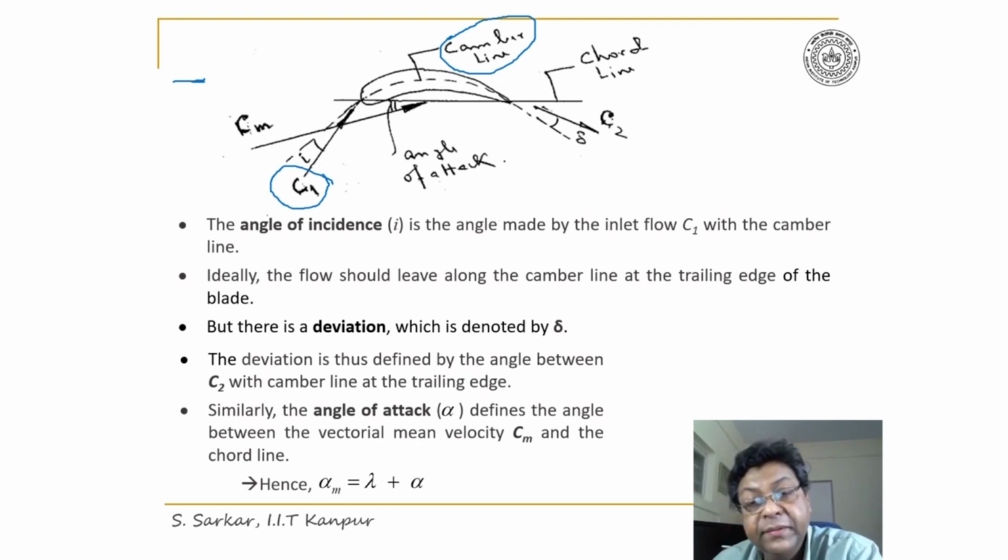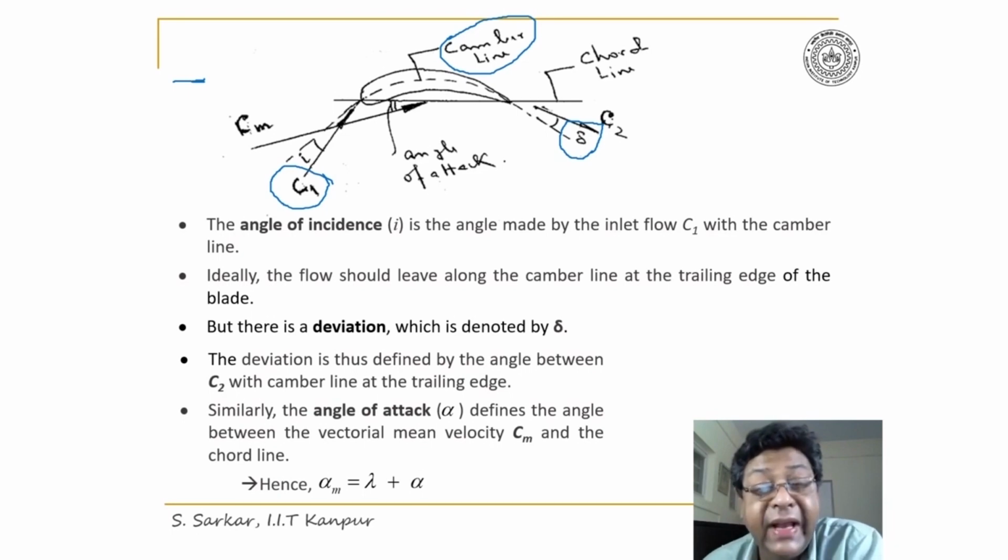Furthermore, theoretically, C2 should leave along the camber line. Now in this case, C2 makes an angle del with the camber line, which is called deviation. So C2 is deviating from the camber line. So I have defined now the deviation del.